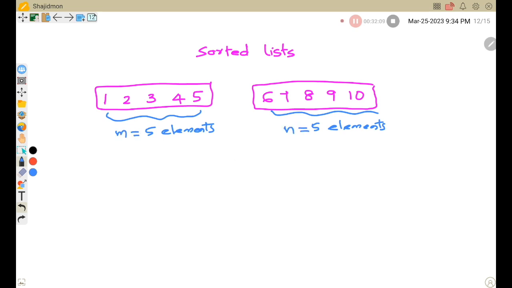So how many comparisons are needed? Maximum. Okay, this is maximum. Keep in your mind, maximum number of comparisons.